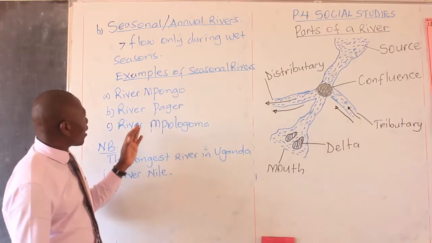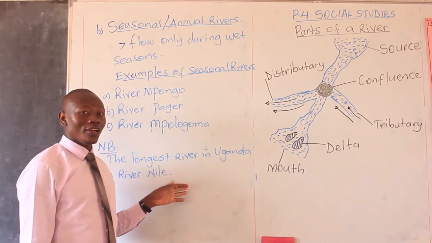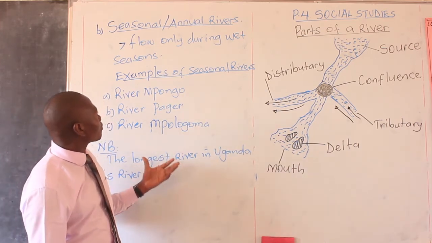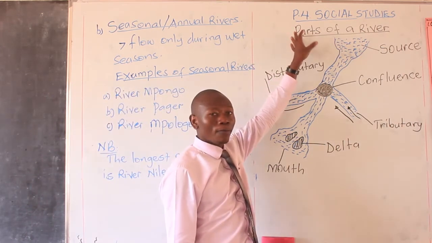Keep in mind that the longest river in Uganda is River Nile. Having looked at the types of rivers and examples of rivers, let's now look at the parts of a river.